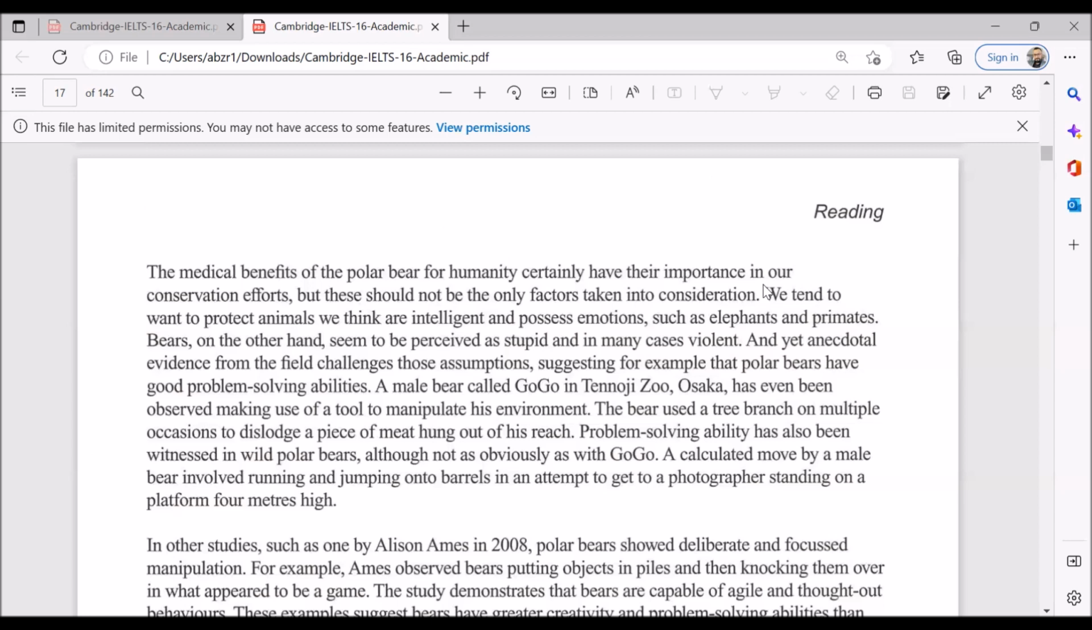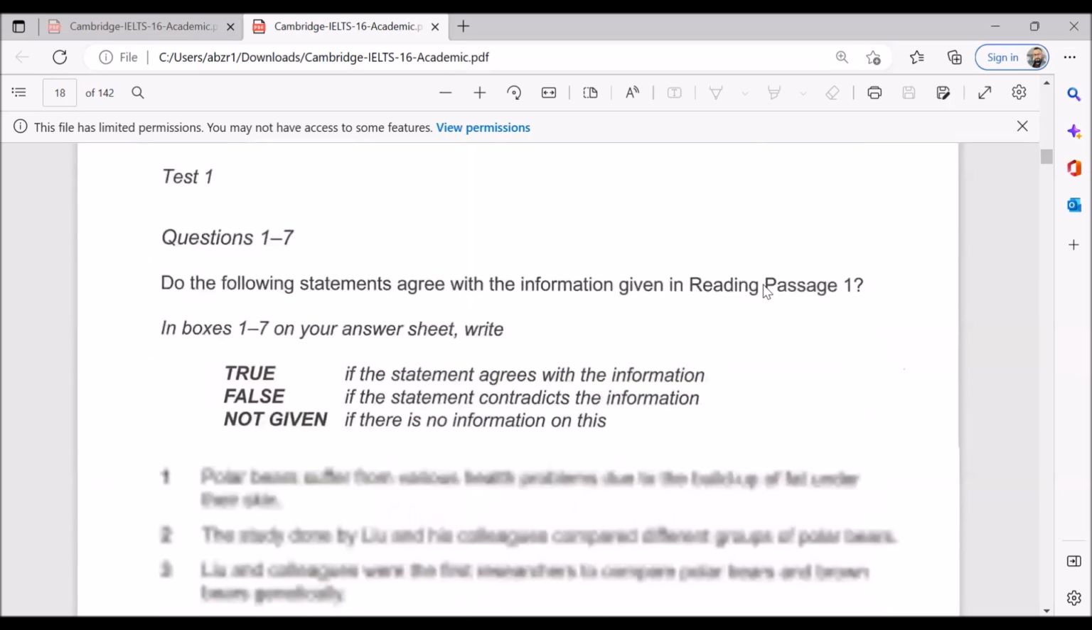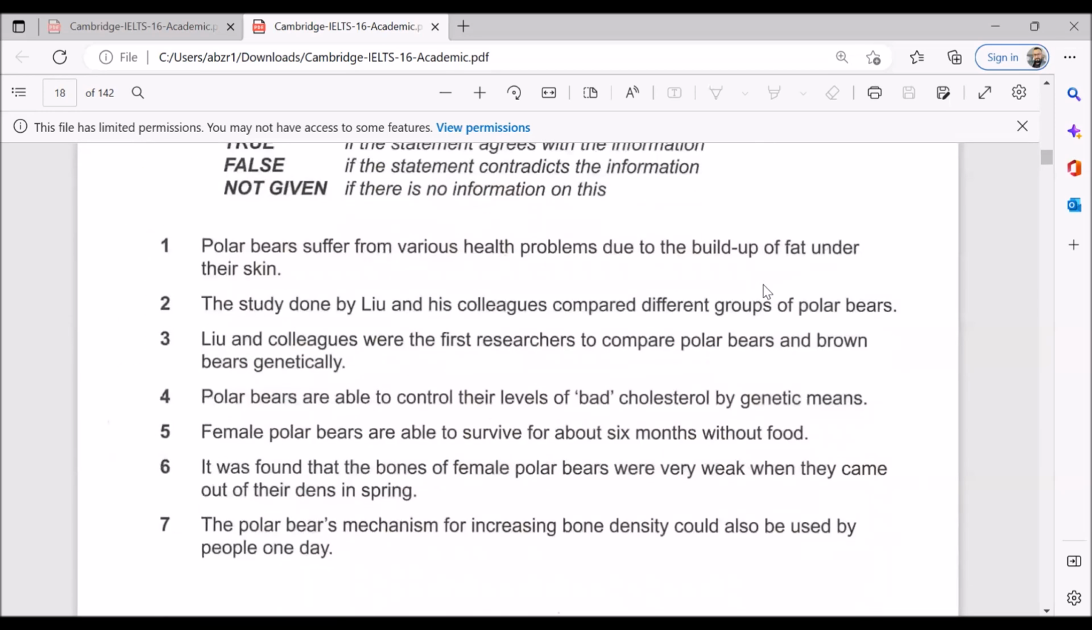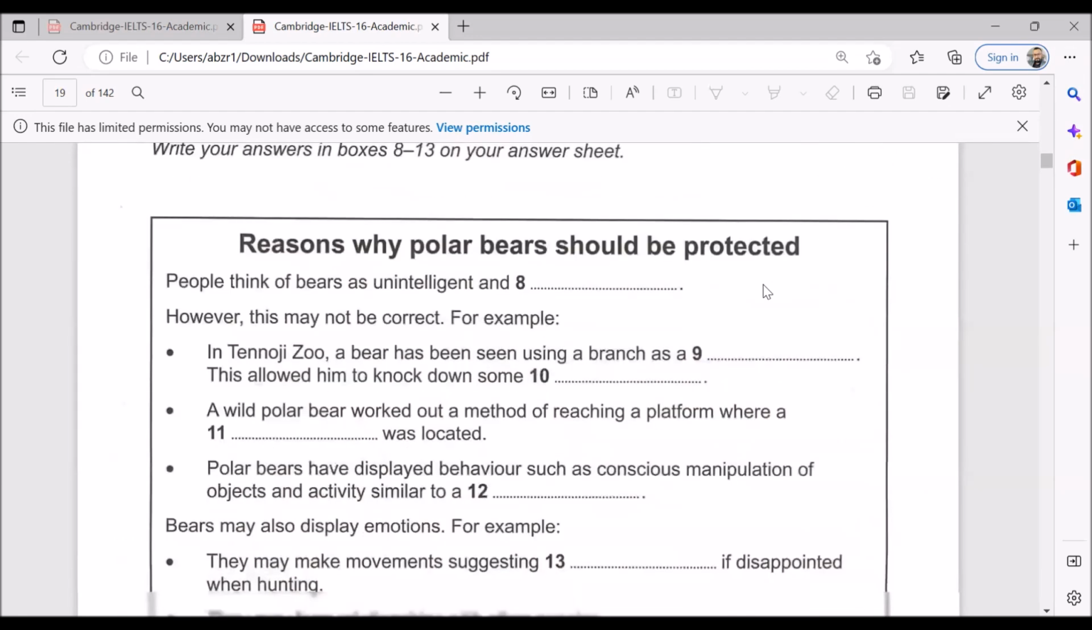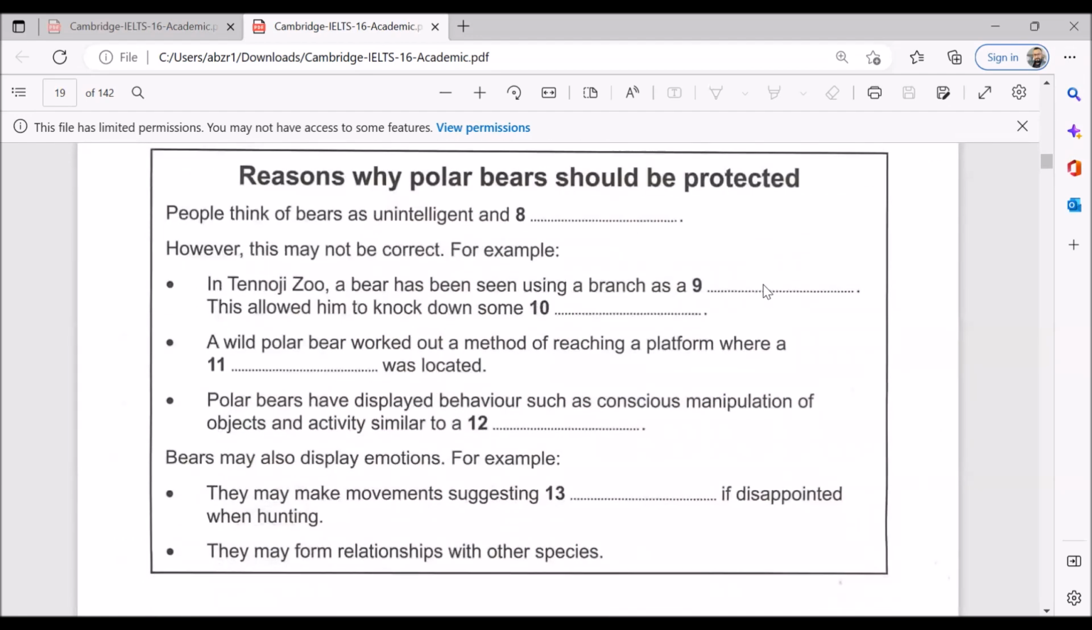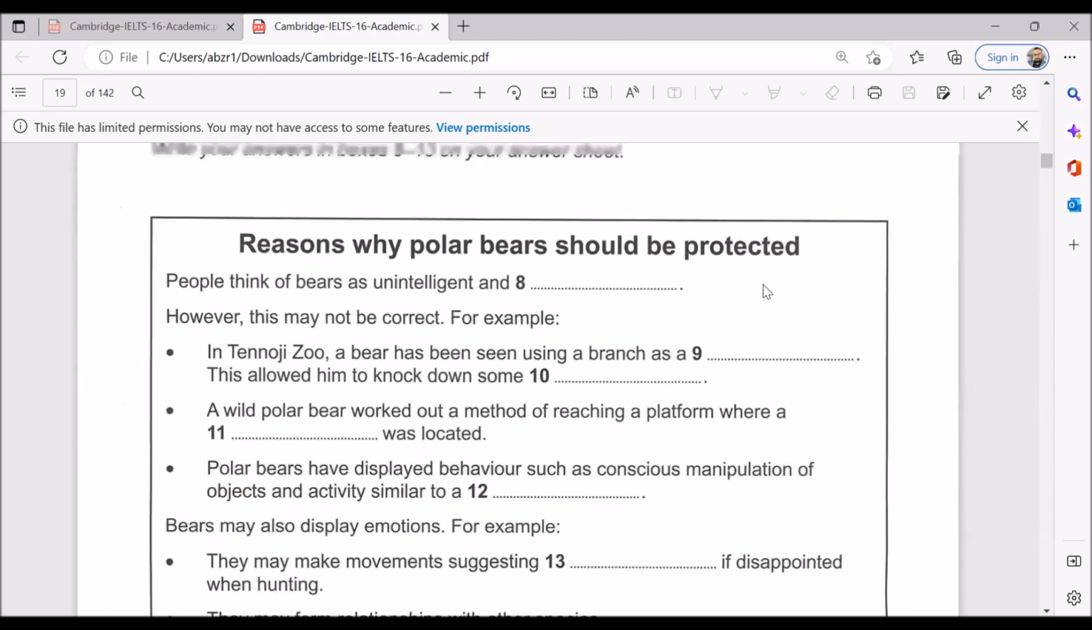Now, the answer is very clearly given here. Bears, on the other hand, seem to be perceived as stupid and in many cases violent. Stupid and in many cases violent. And the question says polar bears, sorry, not this one. Question number 8 is people think of bears as unintelligent, which means stupid, and violent. Yes, they are violent. Just as I mentioned earlier, the word would be a negative one here, and violent is a negative word. Now, just because we answered it correctly, let's move on to question number 9.